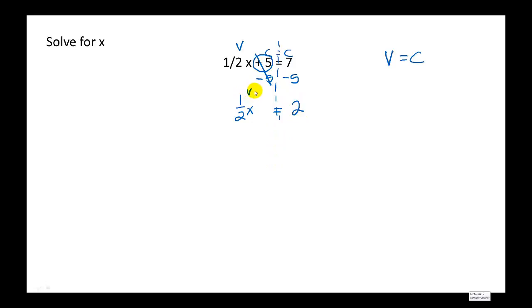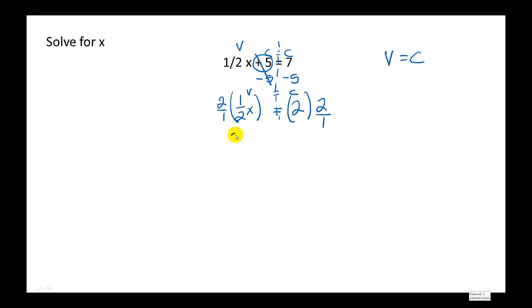Now that I have a variable term equals a constant term, I need to make my coefficient, the number in front of x, become a 1. Well, right now it's a 1/2 x. So if I were to multiply by the denominator to all terms, that should help. So I'm going to multiply all terms by a 2 over 1. And on this side, 2 over 1 as well.